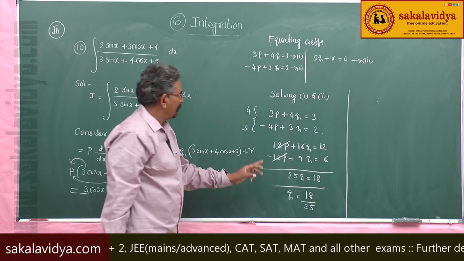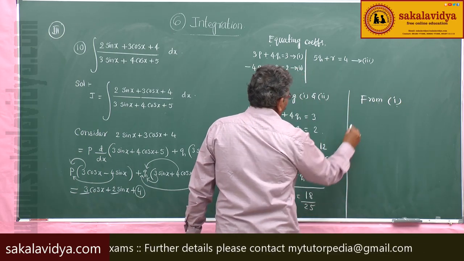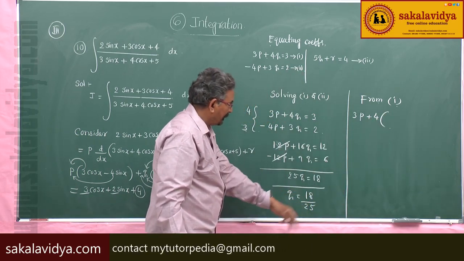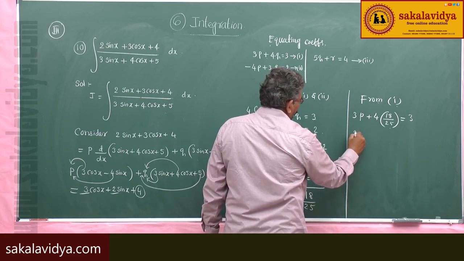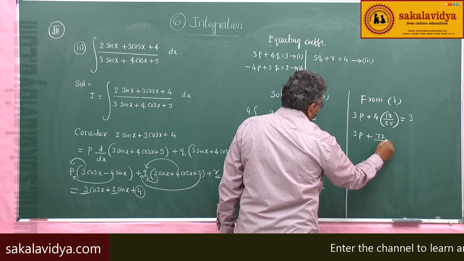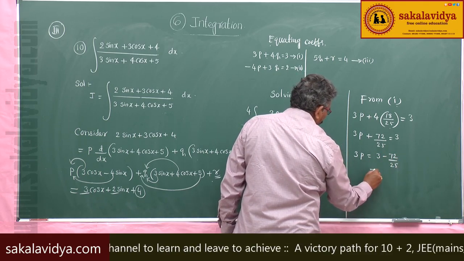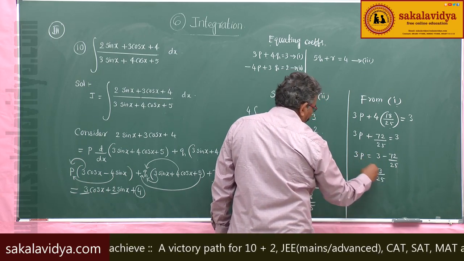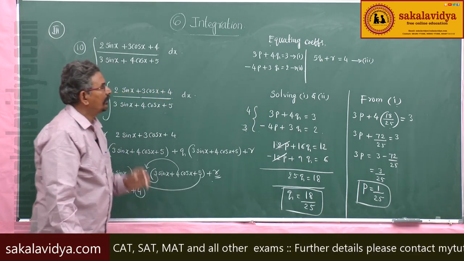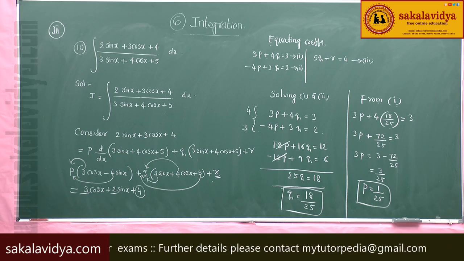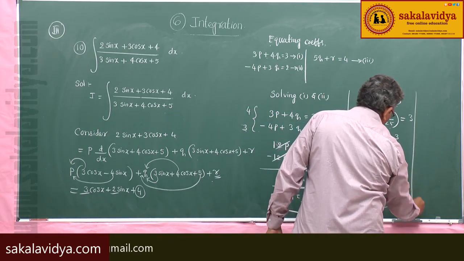Now put the q value in the first equation. So 3p plus 4 into 18 by 25 equals 3. 3p plus 72 by 25 equal to 3. 3p equals 3 minus 72 by 25. This is 3 by 25. 3 cancel, p is equal to 1 by 25. Now we know the p value, we know the q value. Now from the third equation we have to find the r value.